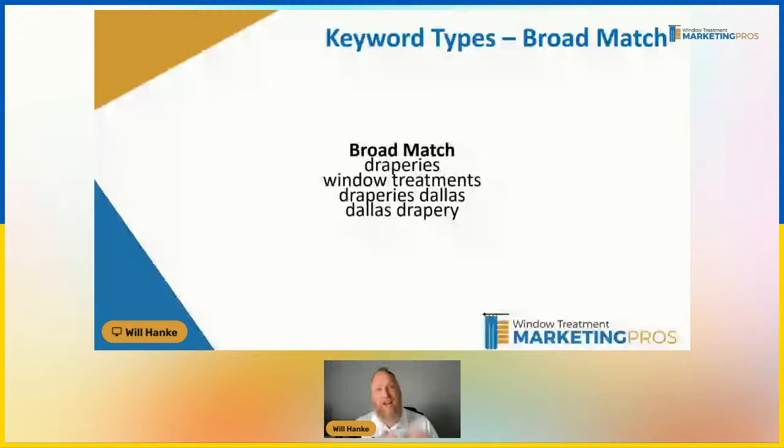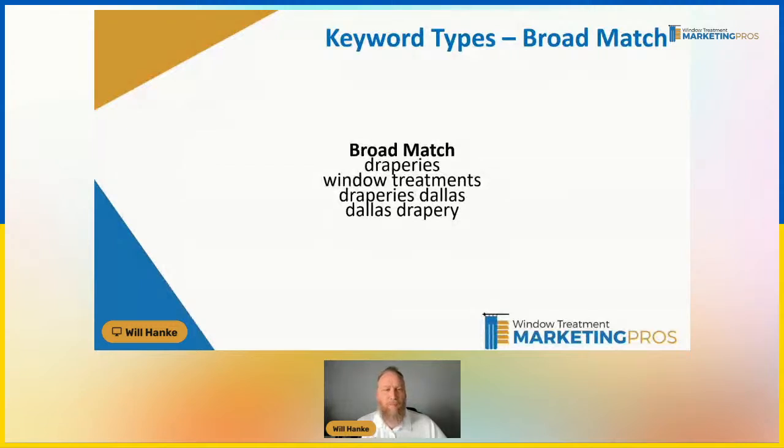They understand relationships between words. So in a broad match situation, they could actually show your ad when somebody typed in curtains or drapes, or anything that they think is related to the term that you want to show ads for. So it's broad match. It matches a very broad particular area.